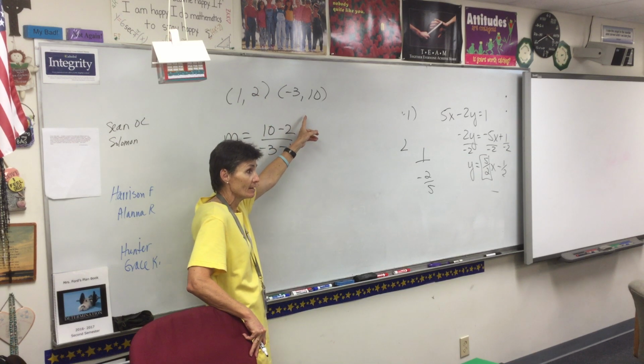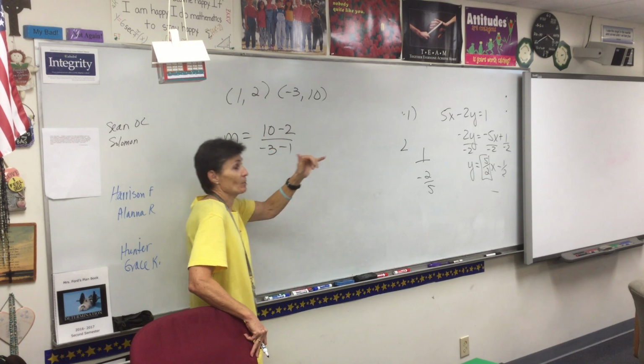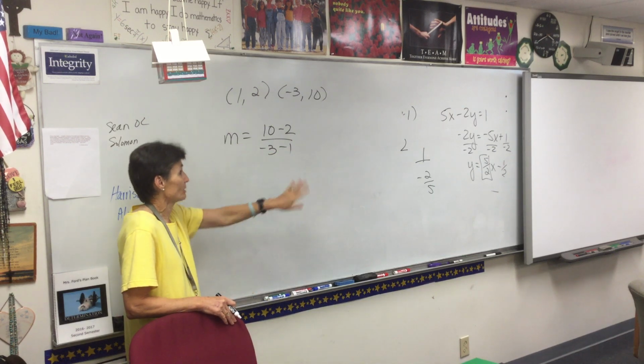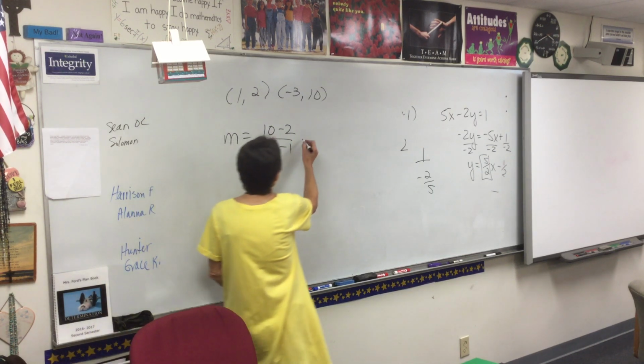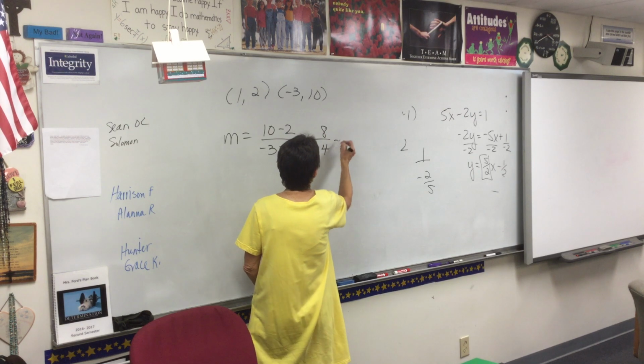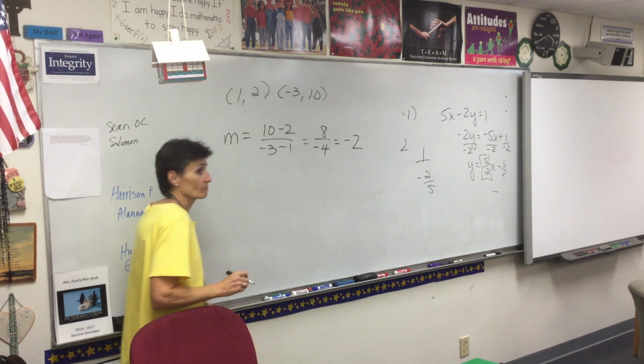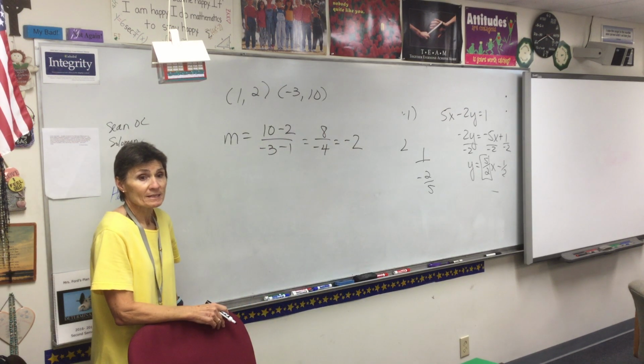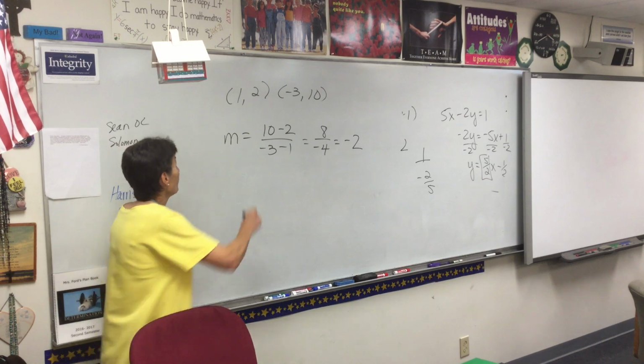Do you see what I'm saying? Some of you are mixing and matching. We want to make sure we go the same direction. So what have I got? 8 over negative 4, negative 2. Now I know my slope is negative 2, so I'm going to pick a point.